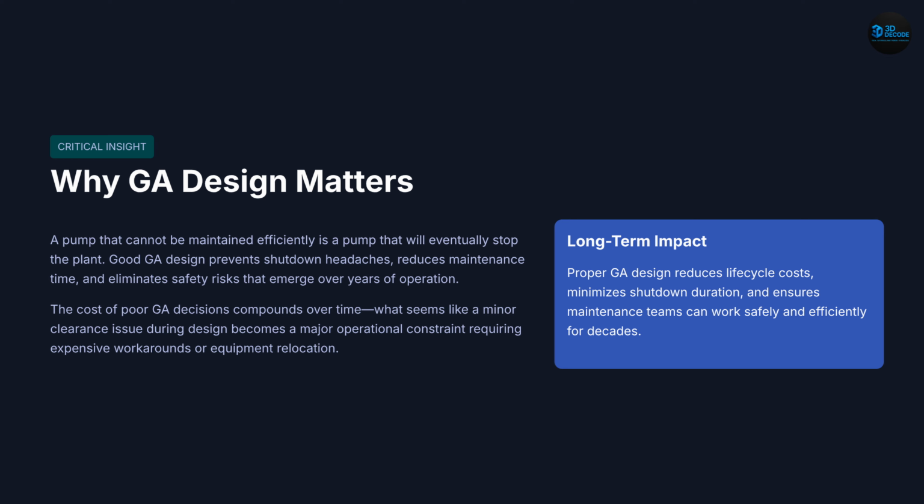Imagine this. A mechanical seal fails during operation. The maintenance team arrives, but suddenly realizes there's no clearance to remove the seal cartridge. Now piping must be dismantled, cables removed, temporary scaffolding installed. What should have taken 4 hours now takes 3 days. And every extra hour of shutdown means massive production losses.